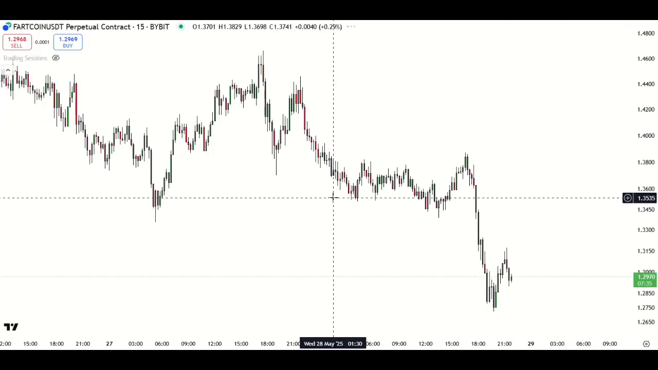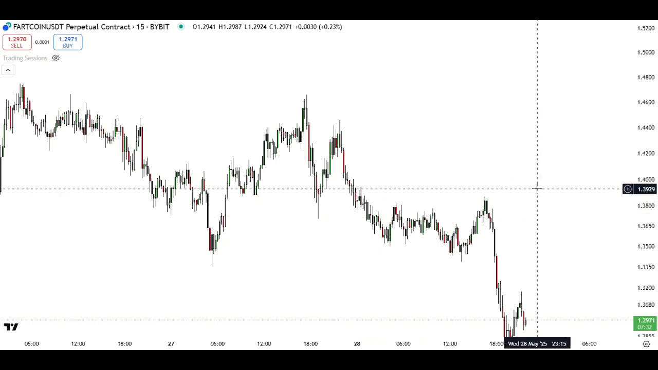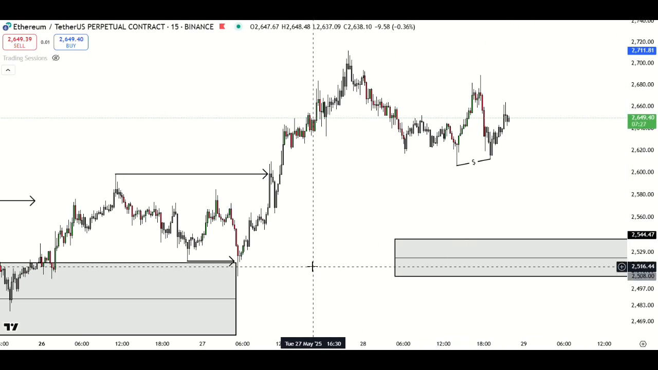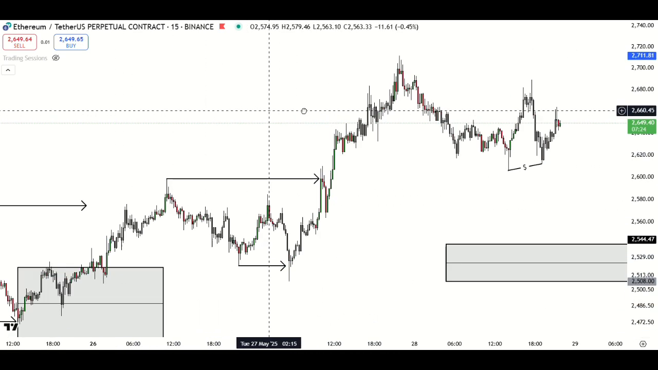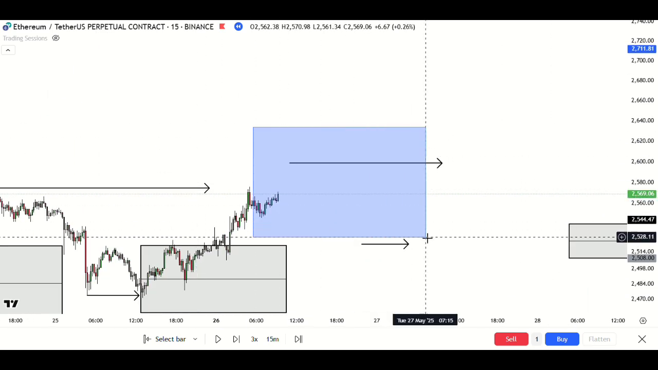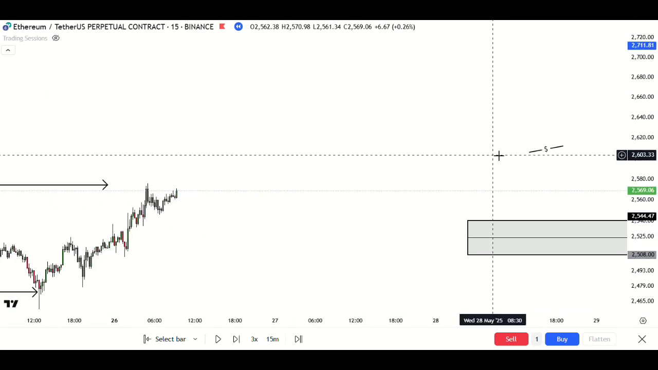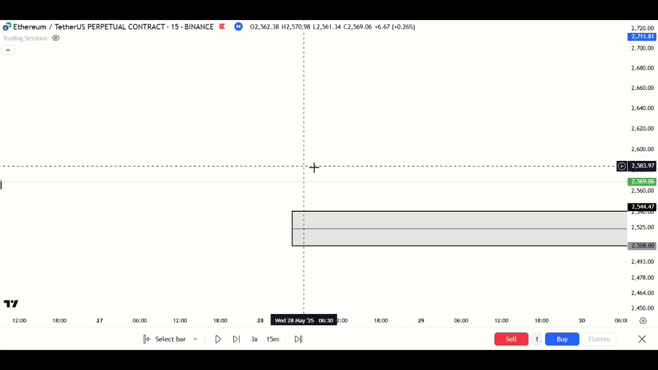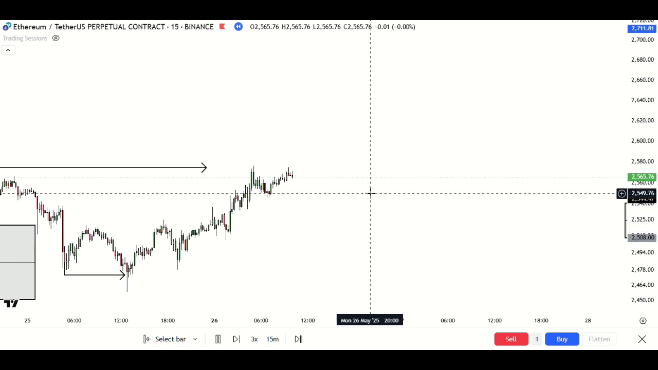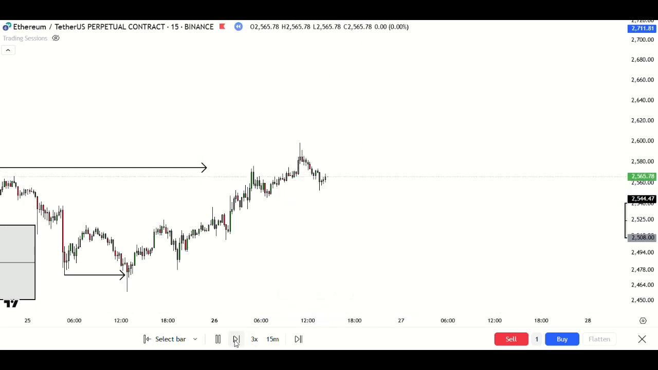The other thing is, these wicks sometimes can also act as sweeps. Now what are sweeps? Let me tell you what sweeps are. Let me just turn the replay mode on. I think I have to delete these drawings real quick. Right, let's let the market move a little bit. As we can see, there is a sweep forming.